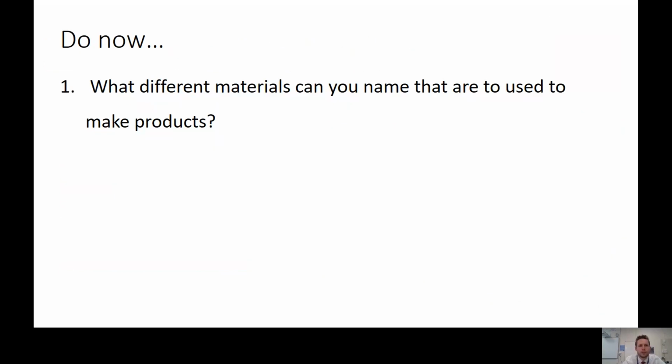So to start us off then, a quick do now activity. The question is, what different materials can you name that are used to make products? So teachers, if you want to pause this, give the class 2 or 3 minutes to discuss with somebody next to you what different materials you can name that are used to make products.